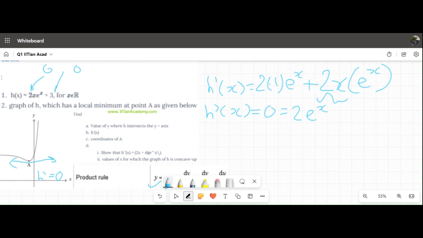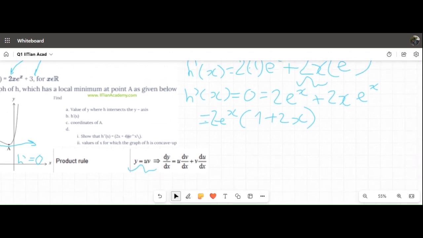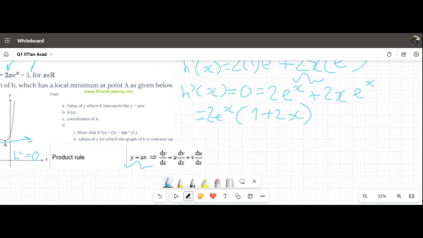So 2 times e to the x plus 2x e to the x. We can factor out the 2 times e to the x to get 1 plus 2x. And then solve for each of these factors to find our x value. So if we equate the first term, 2 times e to the power of x, to 0, we will see this has no real solutions.